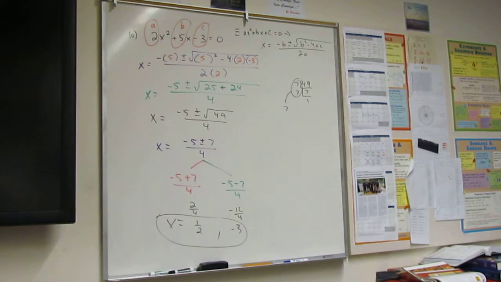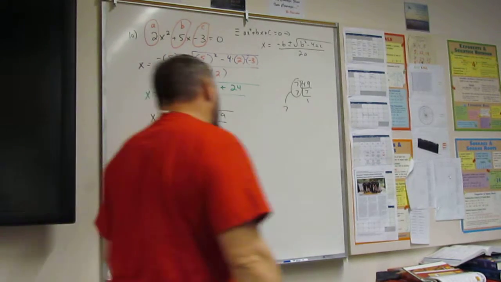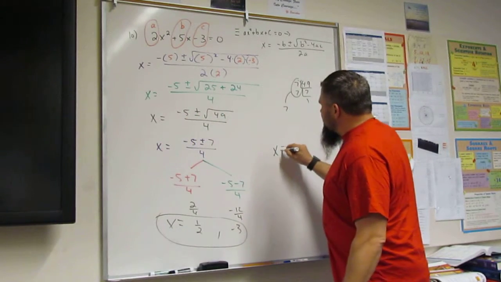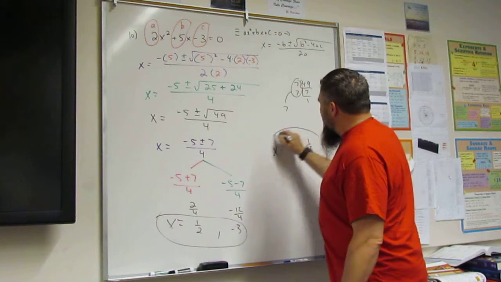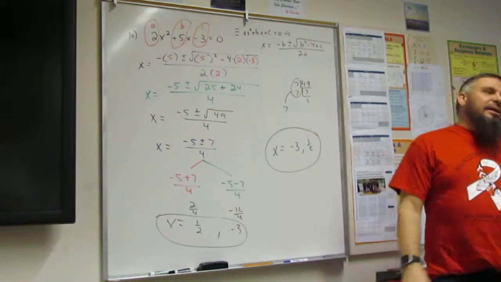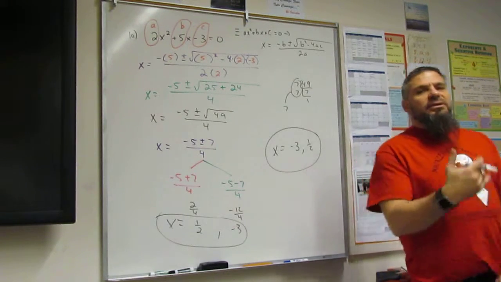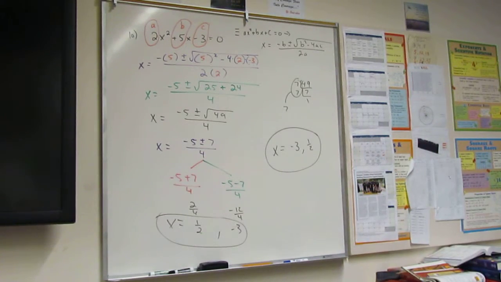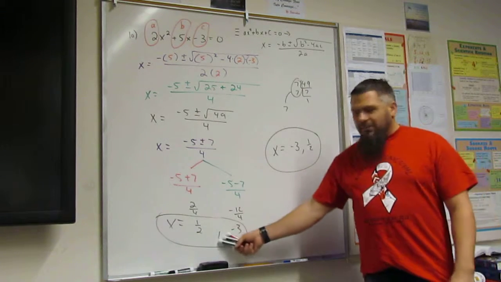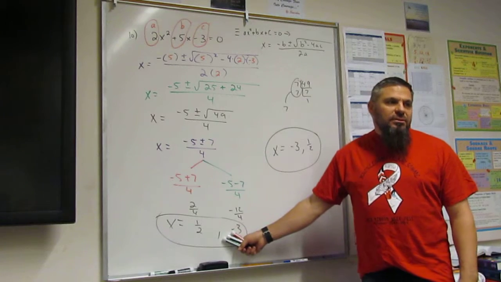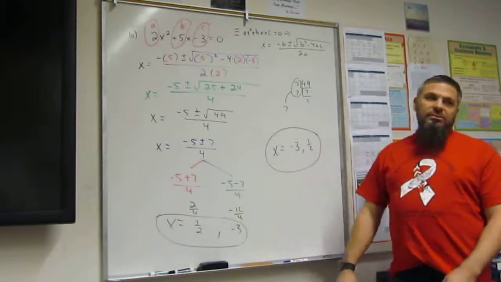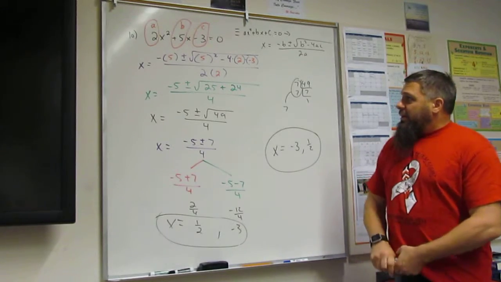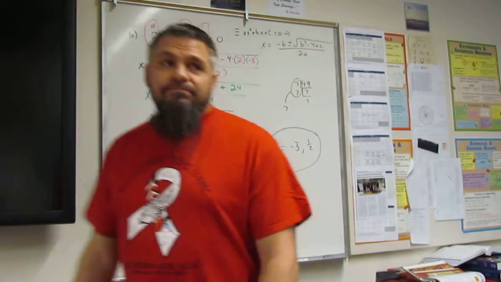Okay. Technically, I should write it as x is equal to negative 3 and 1/2. Why should I write it like that? It's always in ascending order, right, your answers. But honestly, I'm not going to mark you wrong for this. Okay? I'm fine. You got there. And that's number 10. Questions?